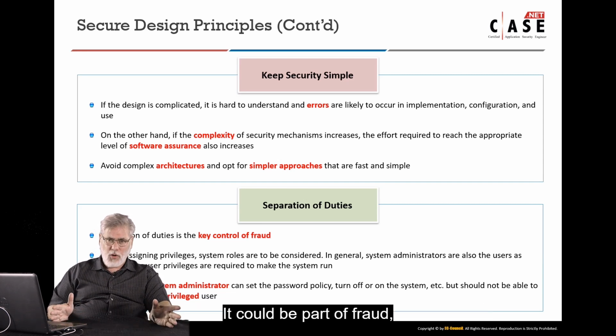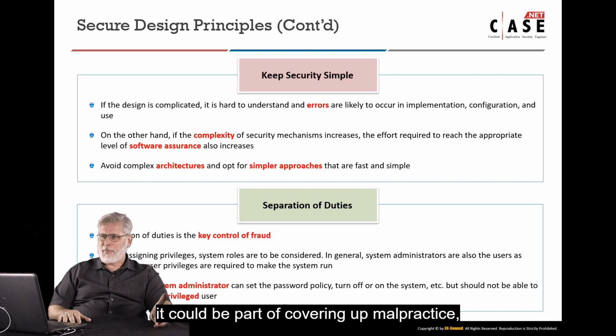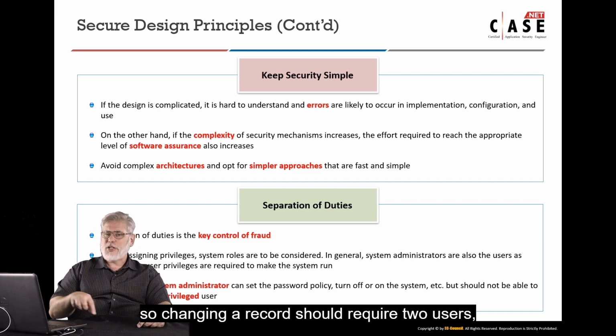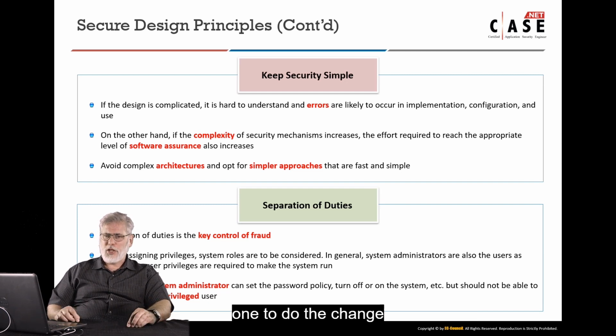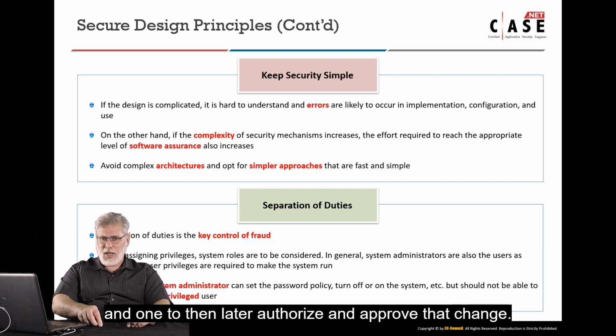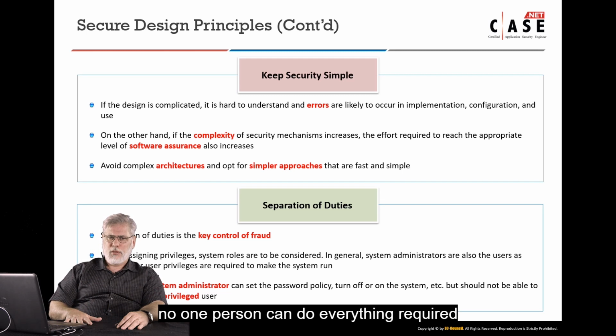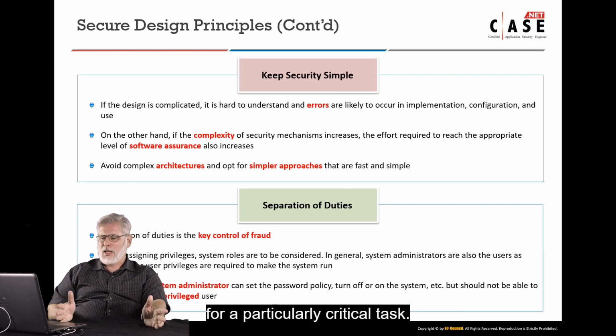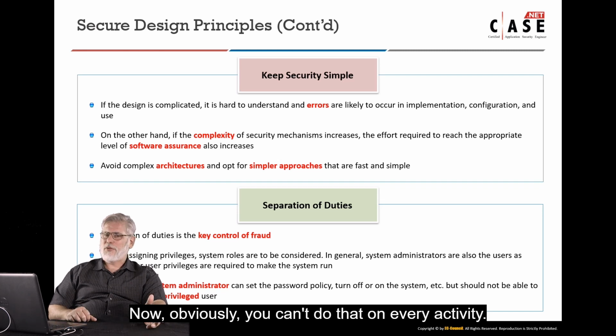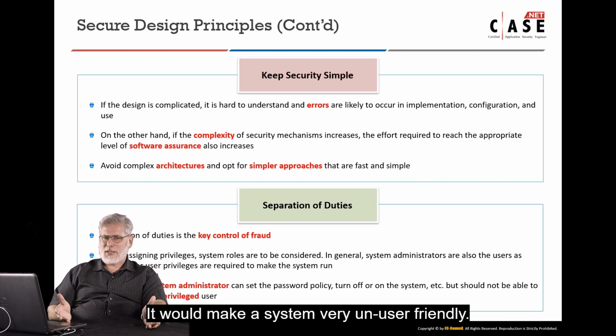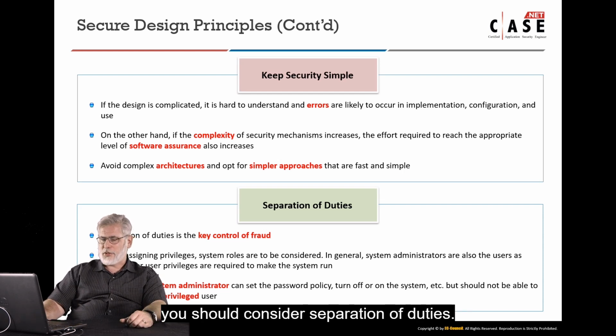It could be part of fraud, could be part of covering up malpractice. So changing a record should require two users, one to do the change and one to then later authorize and approve that change. That's just one example of a separation of duties. No one person can do everything required for a particularly critical task. Now, obviously, you can't do that on every activity. It would make a system very un-user-friendly. But on critical things, you should consider separation of duties.